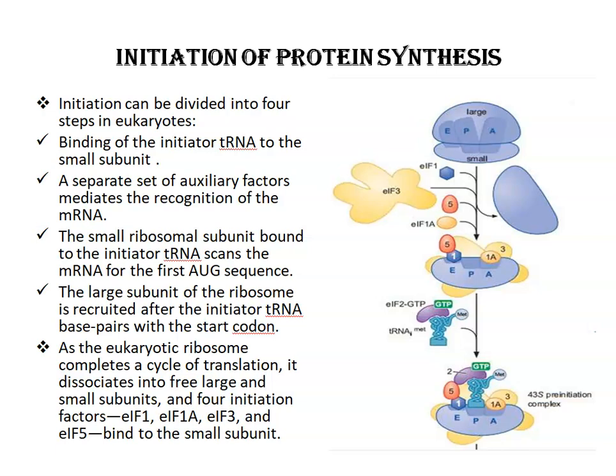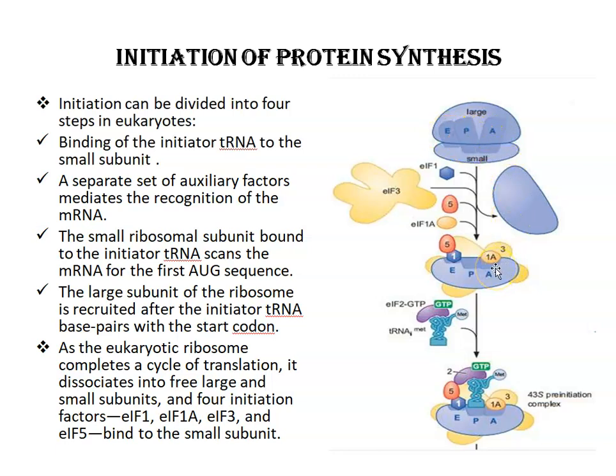The large subunit of the ribosome is then recruited after the initiator tRNA base pairs with the start codon. So, initiation factors. Just look at this diagram. This is the smaller subunit of the ribosome, the larger subunit and the smaller subunit. On the larger subunit, these three sites: A site, P site and E site.